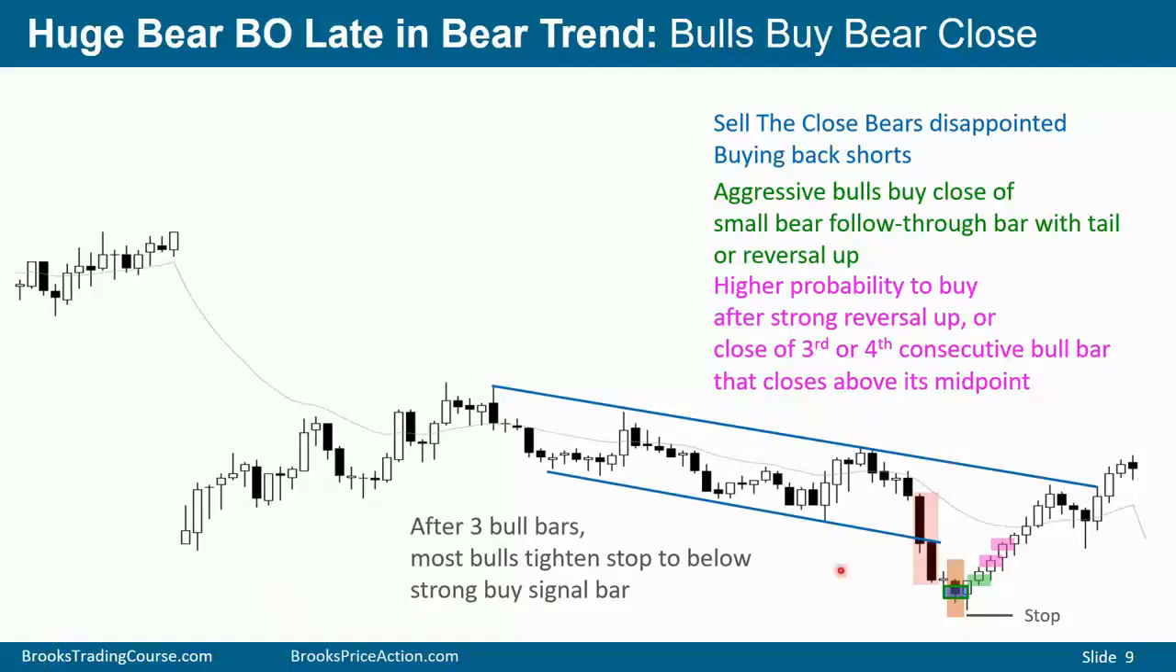The bulls who bought after a reversal up like this will put their stop down here and hold as long as the market remains always in long. It probably became always in long on the third bull close, meaning that the market was probably going at least a little higher.